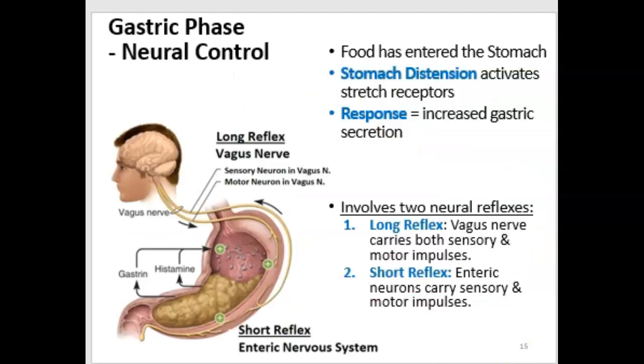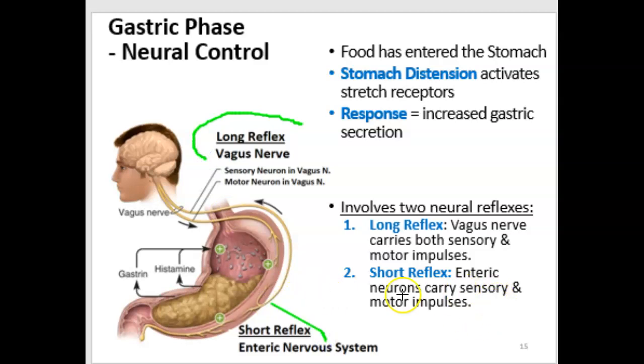Now let's go to the gastric phase. Now the food bolus has entered the stomach, and the stimulus is mainly the stomach distending. There are stretch receptors in the wall of the stomach. The response to distension is going to be to increase gastric secretions. Once again, we're going to increase gastric juice production during the gastric phase, which makes sense because the food is right there in the stomach. And there are two neural reflexes involved with this, a long reflex and a short reflex.